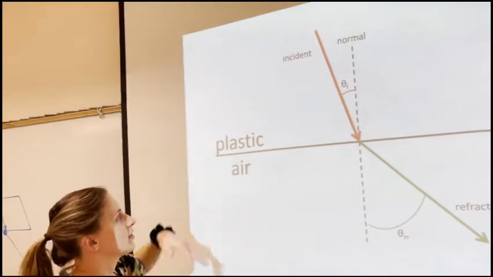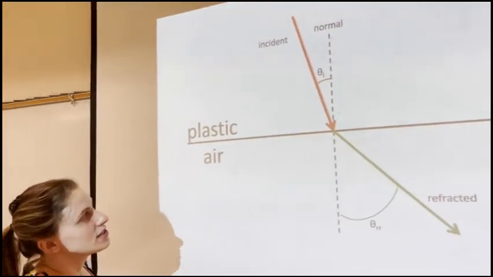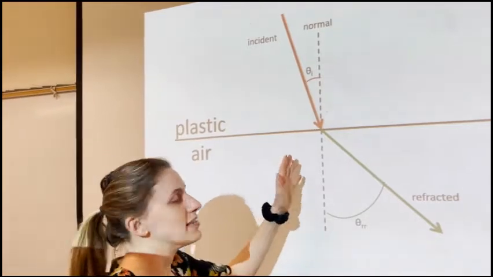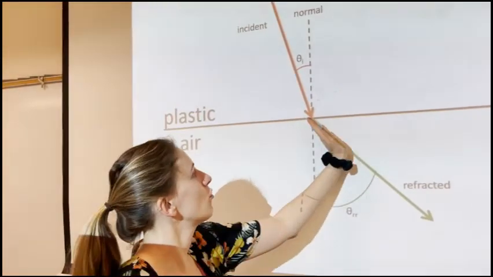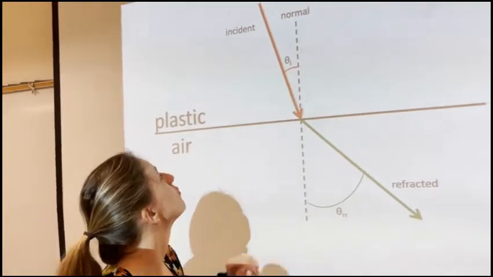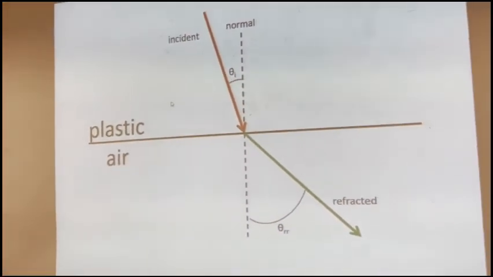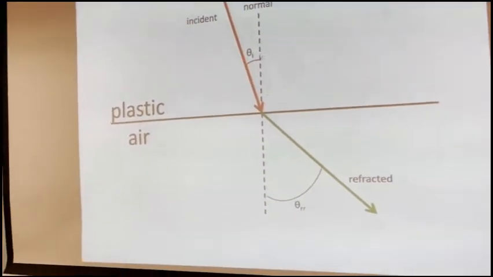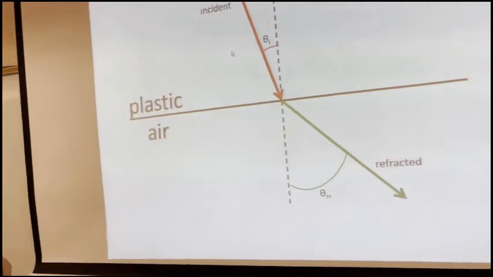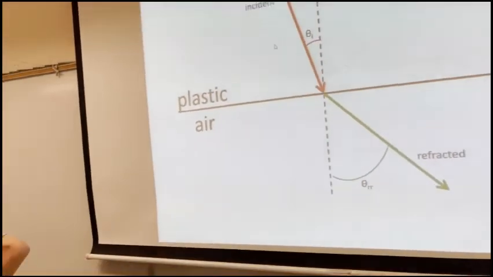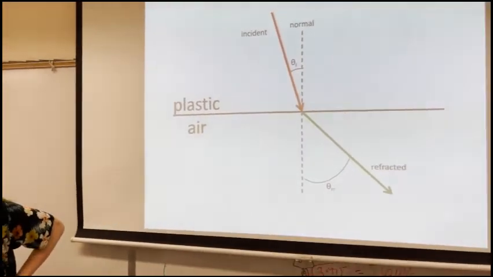Okay, so now we flip-flop. Now we're going from plastic into air, and you can see how light bends differently. We've got a bigger angle here than we did before. Everything's labeled. We have the angle of incidence for the incident ray measured from the normal, and the angle of refraction for the refracted ray measured from the normal. It's all there.